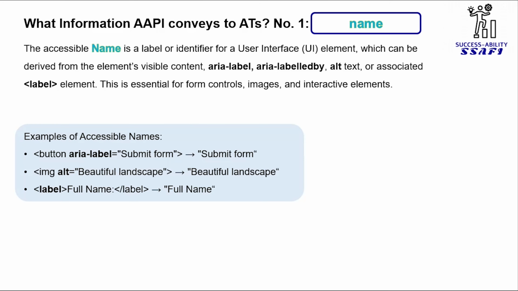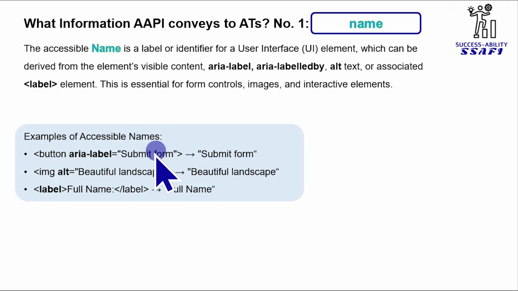As mentioned, the accessibility API conveys various types of information to assistive technologies, one of which is name. Name is a label or identifier for a user interface element which is visible to the accessibility tree. This accessible name or accessible label can be derived from the visible text content, aria-label, aria-labelledby, alternative text, or an associated label tag. The name property is essential for form controls, images which are links or buttons, and interactive elements.